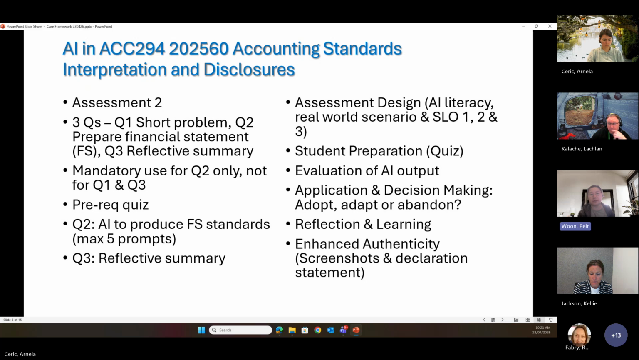In the reflection summary, they will have to explain how they decided whether to adopt, adapt, or abandon AI's work by checking AI's output against the accounting standards or any other authority documents in the accounting discipline. And then they reflect on their work by submitting the question 3 reflection summary. I also require screenshots of their interaction with AI, together with the declaration statement that we mentioned, in order to uphold the authenticity of their work. So that's how I apply AI in the second year accounting subject in the last year session.